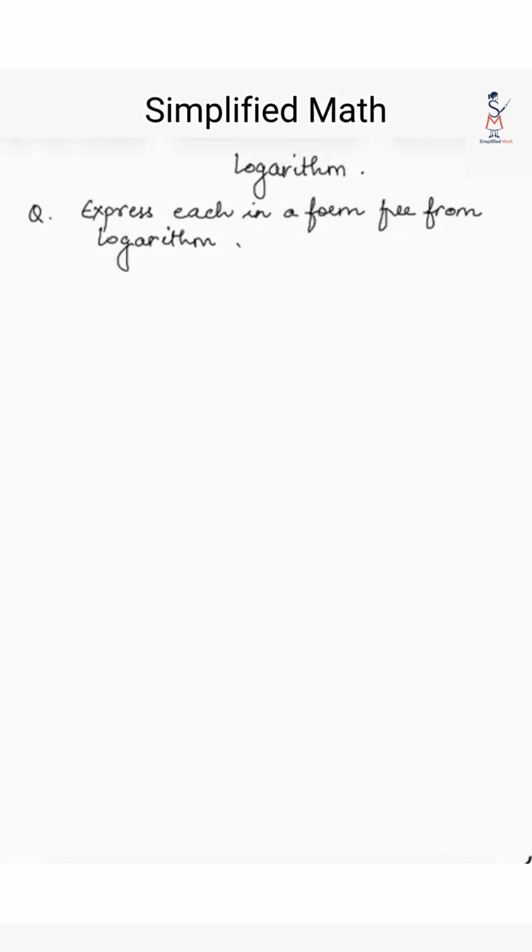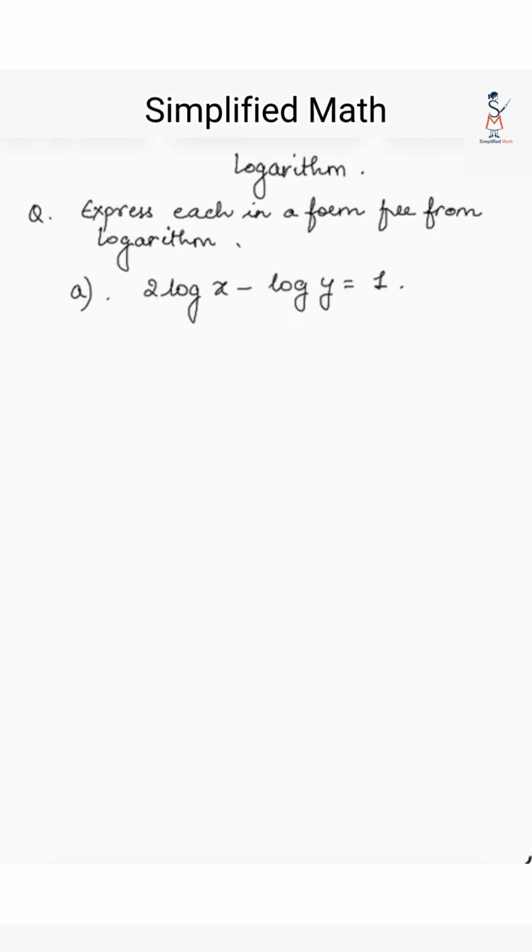Hi, we are doing logarithm. The question is: express each in a form free from logarithm. So the first one is 2 log x minus log y is equal to 1.